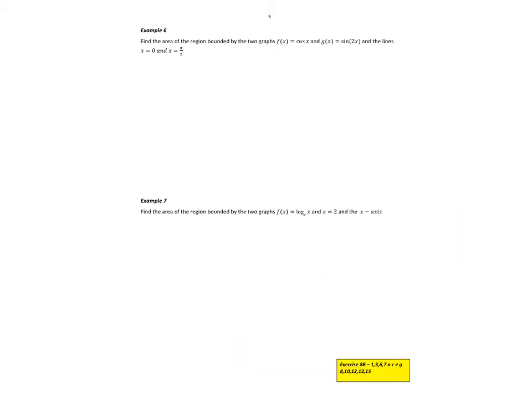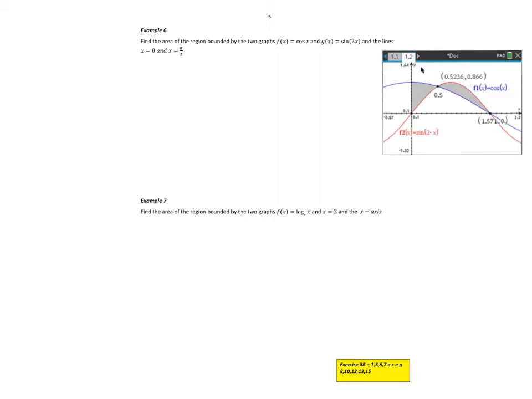All right, B, find the area of the region of the two graphs and the lines, and so on. All right, so we can see from the CAS here our two graphs, our blue function f1 of x, our red function sine 2x, and we can see that they cross over, and so the top and bottom functions change over the interval, 1.57 being pi on 2. So we can see there that we have to split our integral.